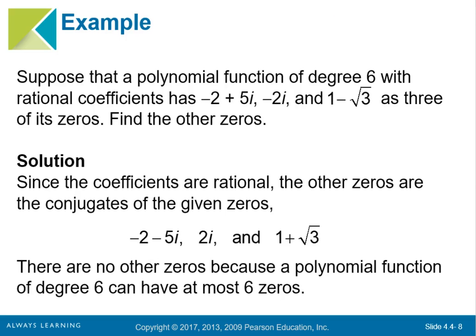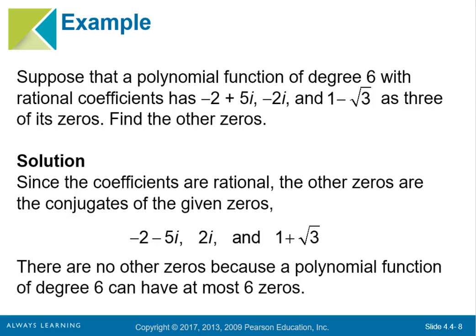All right, so we're going to look at a polynomial function of degree 6 with rational coefficients. And they give us some zeros. So we have 2 plus 5i, that's one number. We have -2i, that's another number. And we have 1 minus square root of 3. Those are 3 of the zeros. So the other 3 zeros are the conjugates.